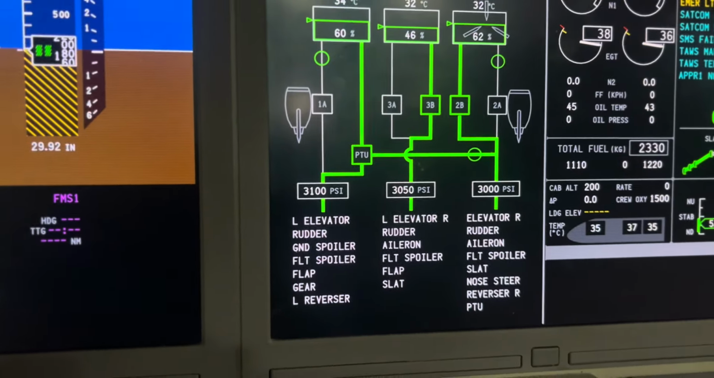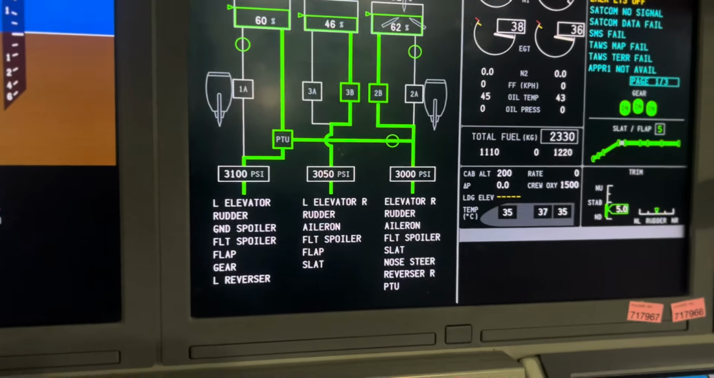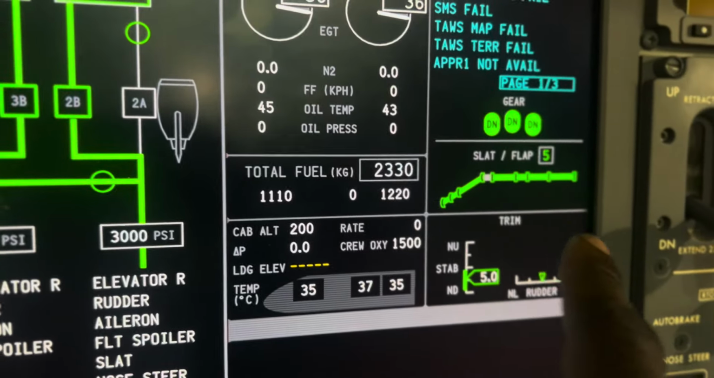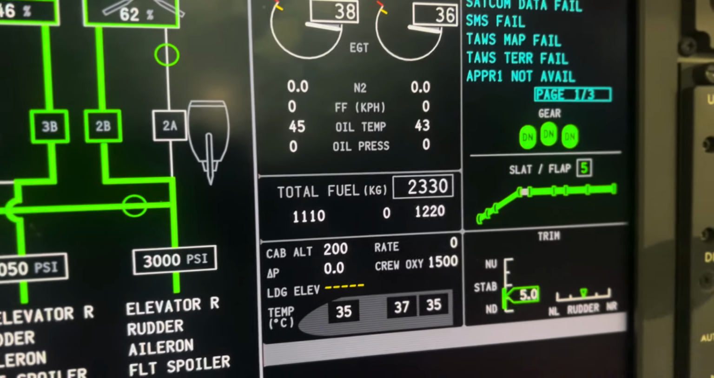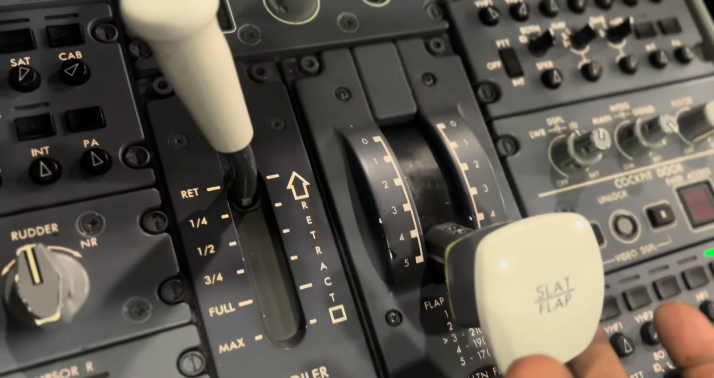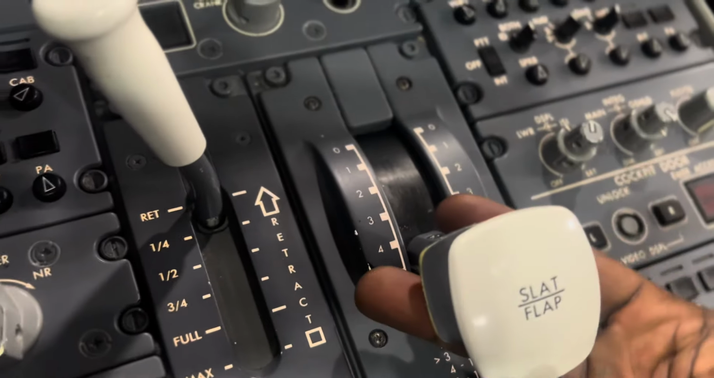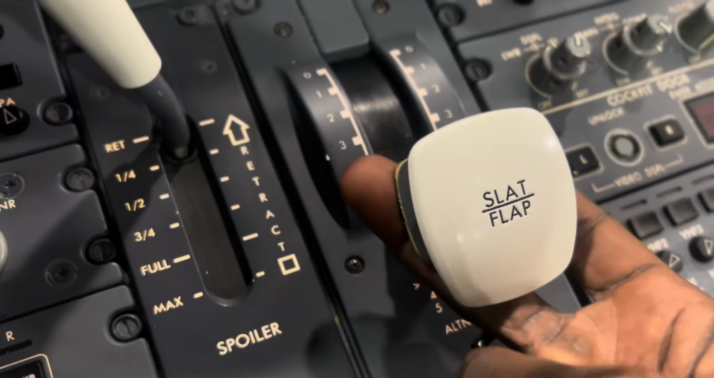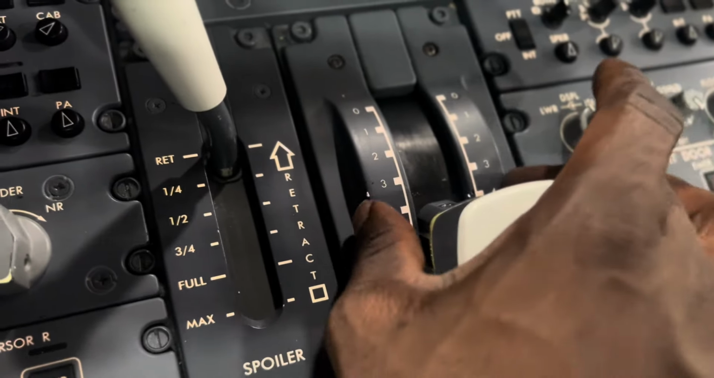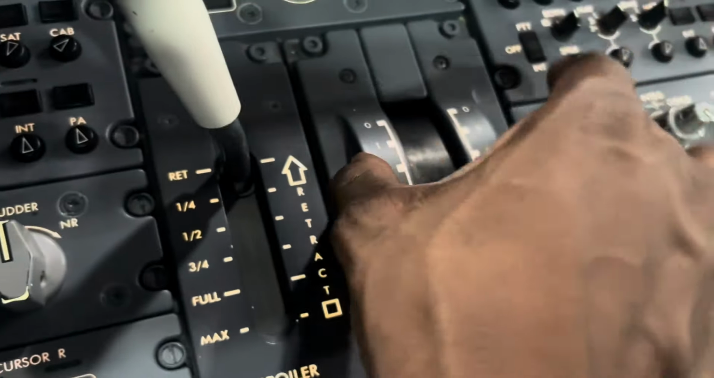Now the next thing I'm going to do, of course, is move my flaps. You guys are going to notice something: whenever I move the flap and slat, there are some degrees where only the flap will move and the slat will not move. So just pay attention to that. Right now we are at number 5. To move the lever, first there's a latch here. You bring the latch up and move it forward. Personally, I usually go from one angle to another, one degree at a time.